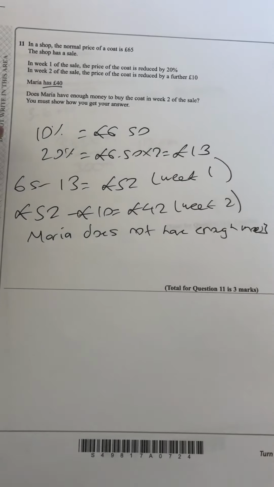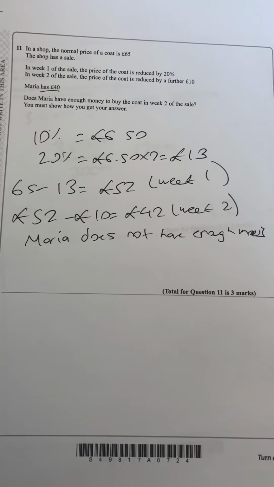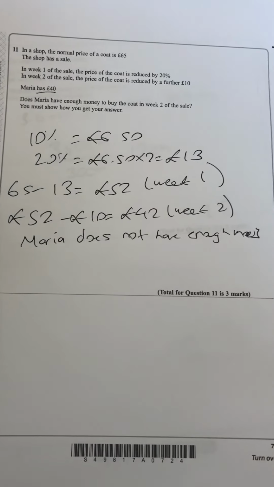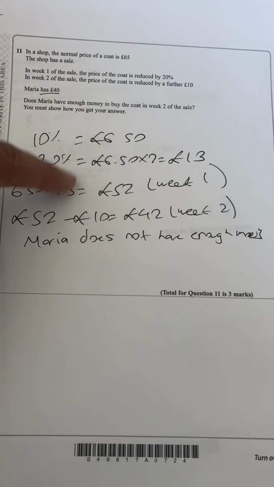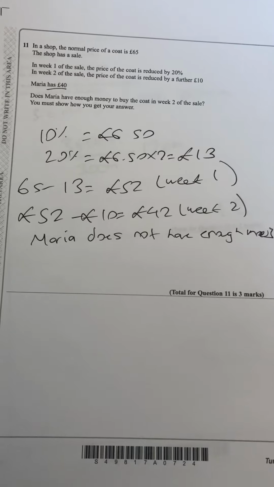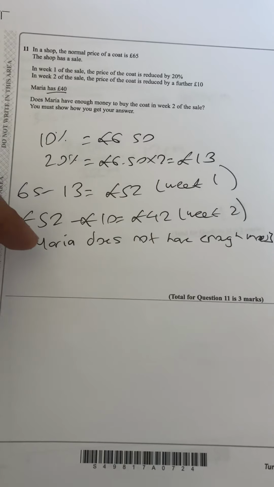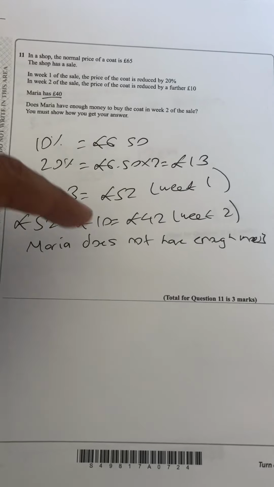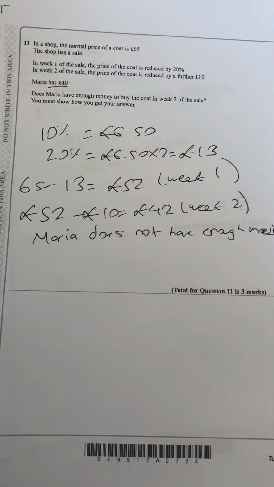Okay, so 10% of 65 is £6.50. 20% is going to be £13. So in week 1, she will have 65 minus 13, which is £52. £52 minus 10 is £42 for week 2. So Maria has £40, and therefore Maria does not have enough money for the coat.